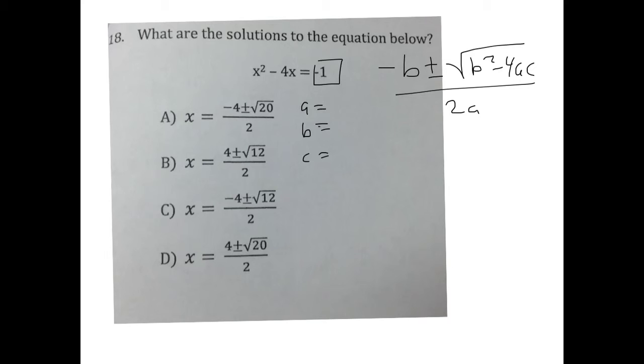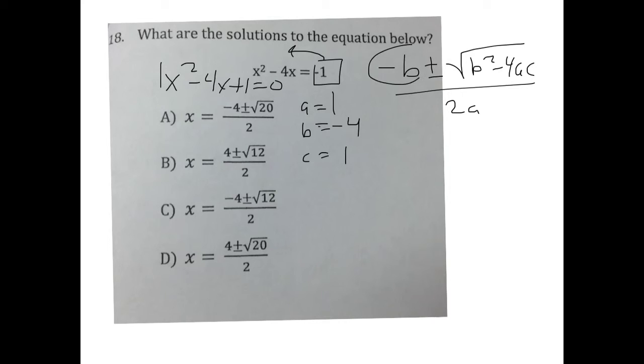Quadratic formula also had to have it solved for 0, so this can't be over here, it has to be moved over. So this becomes x squared minus 4x. A negative 1 changes to a plus 1. So this is our a, 1. This is our b, negative 4. And this is our c, positive 1.